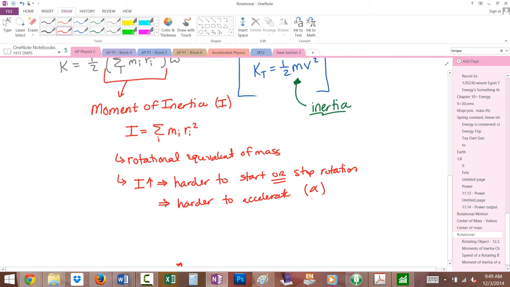The moment of inertia depends on two things. It's not just the mass. It depends on the mass and on the distribution of that mass. Okay? We okay so far?